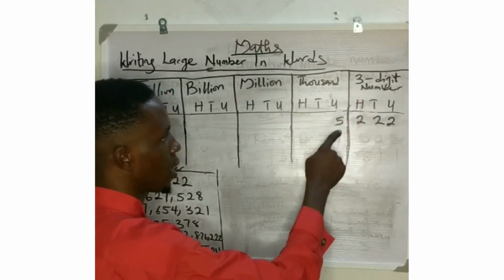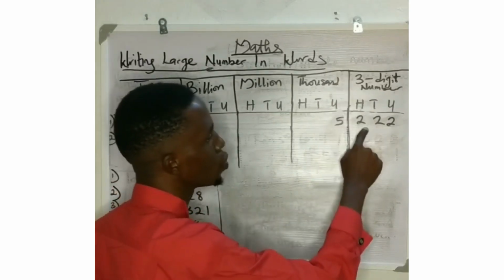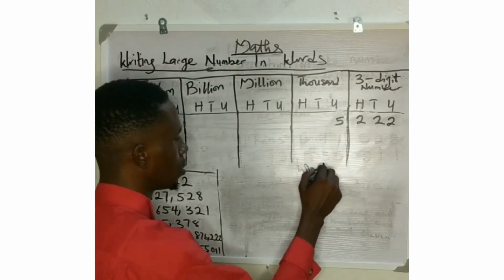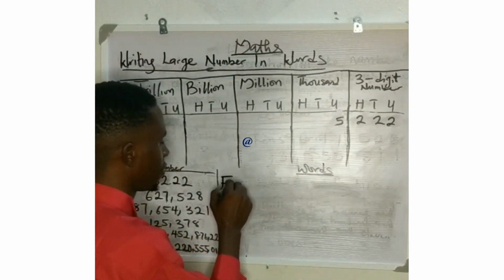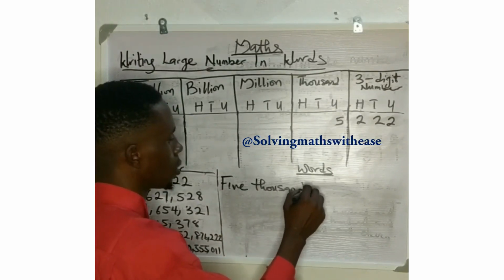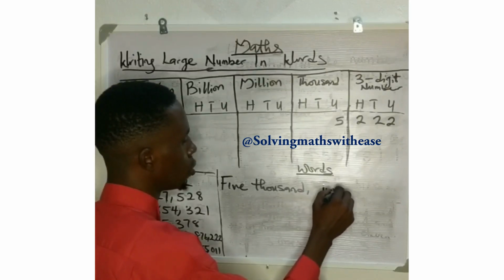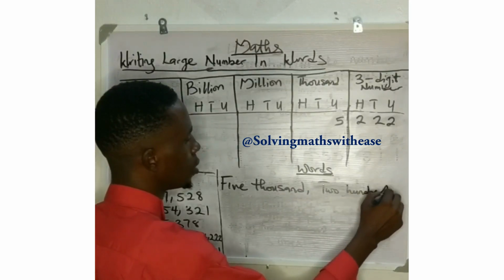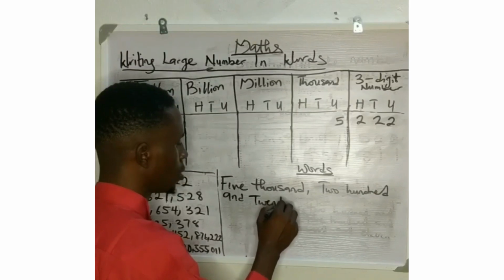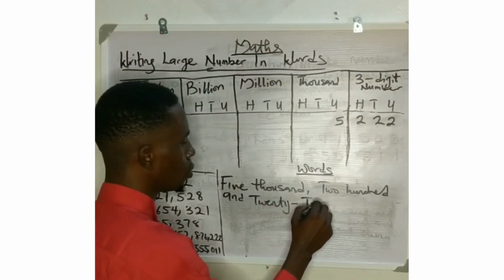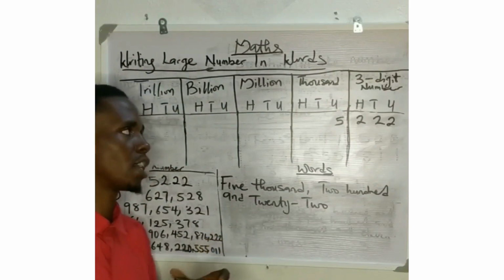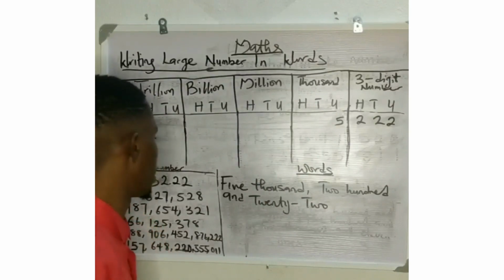First of all, let's pronounce it. You have 5,222. Now let's write it in words. We have 5,000, comma, 200 and 22. So you see, very simple, very easy to write. Why is it very easy to write? Because we have actually placed it in the table below. Now we are good to go.